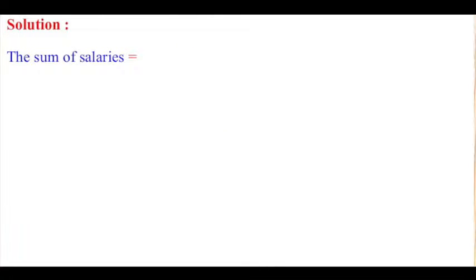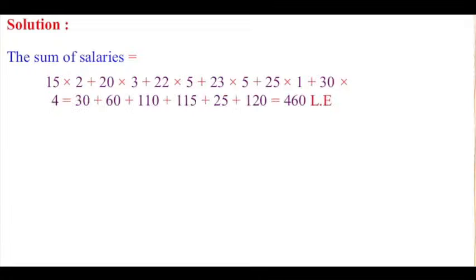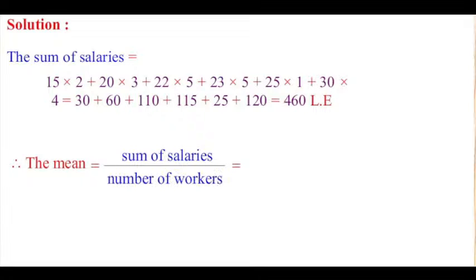Solution. The sum of salaries is 15 times 2 plus 20 times 3 plus 22 times 5 plus 23 times 5 plus 25 times 1 plus 30 times 4 equals 30 plus 60 plus 110 plus 115 plus 25 plus 120 equals 460 LE. So the mean equals the sum of salaries over the number of workers equals 460 over 20 equals 23 LE.